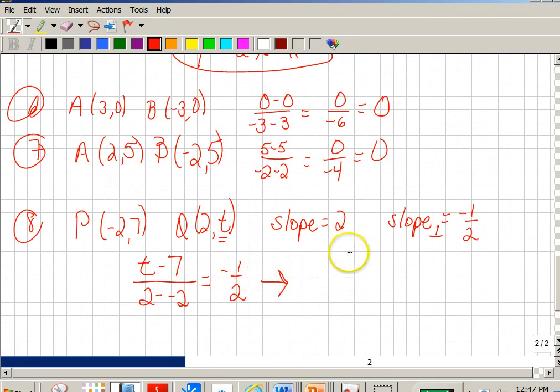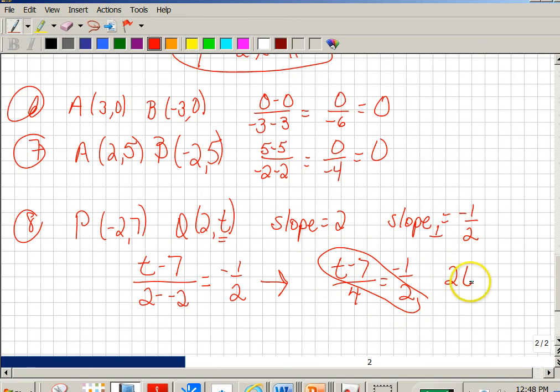So we'll solve that equation for t. On the top, I've got t minus 7. On the bottom, I've got 2 minus negative 2, which is 4, equals negative 1/2. And what I like to do in these problems is cross multiply. So if you go this way, be sure to distribute the 2.